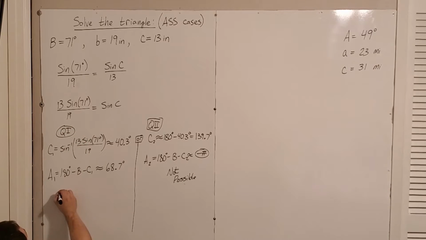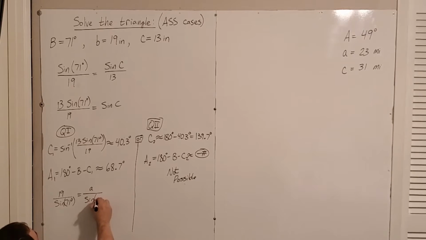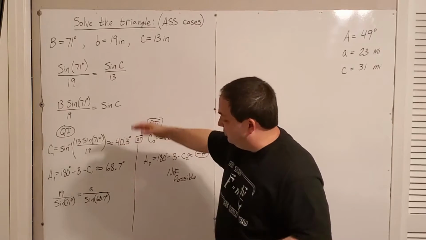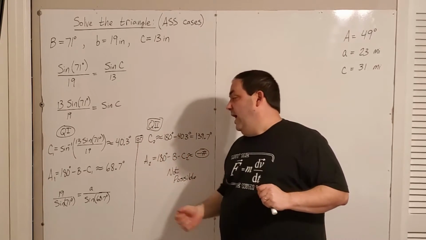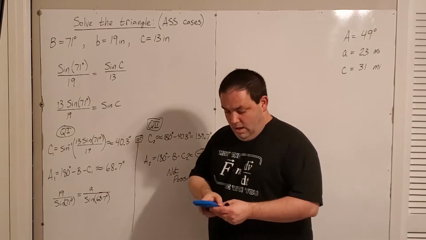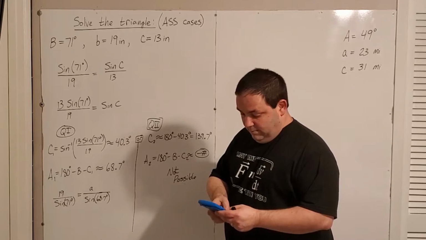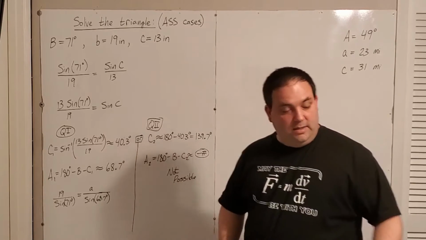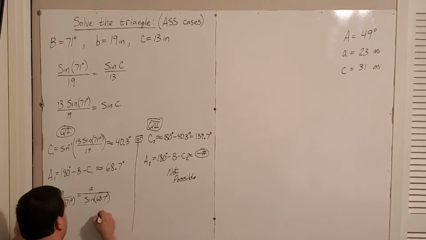I'll set up the law of sines, 19 versus sine 71 degrees, and that's going to be equal to the little a that I'm missing versus sine of 68.7 degrees. And I know what we said last time, try to avoid using some of those answers again and again. In here I don't have a choice, right? That's the only angle-side pair that I can get. So if I multiply both sides by this sine value here, I'll have 19 sine 68.7 divided by sine 71. And that's going to give me 18.7 inches.